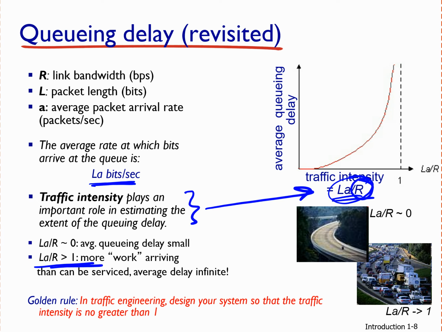So as a rule, when you design your network, make sure that you design your system so the traffic intensity is not greater than 1, because it will be infinity and it will be out of bound, and there will be a lot of delay in the network.